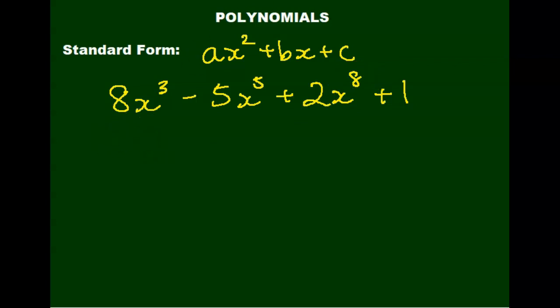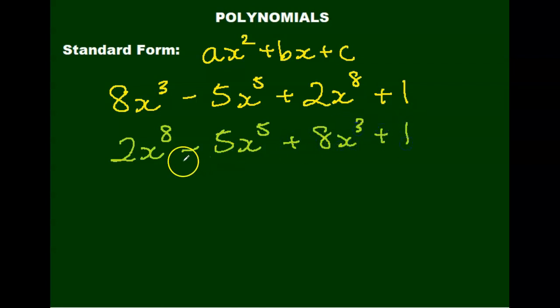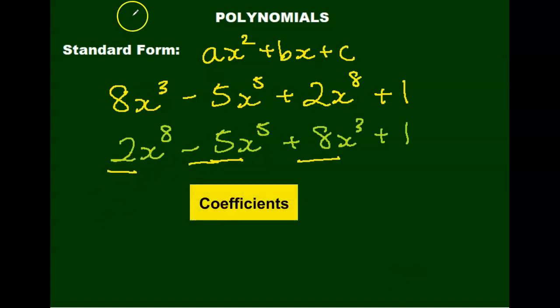So in standard form, that would be x to the power of 8, and then minus 5x to the power of 5 plus 8x cubed plus 1. Now we have our exponents in descending order, meaning the numbers are going smaller and smaller, and this would be my standard form. Now there are a few other terms you need to know. These, the big numbers, 1, negative 5, 8, the big numbers that are attached to your variables, which are the letters, those are called coefficients.